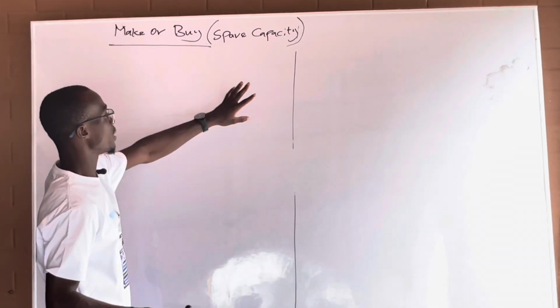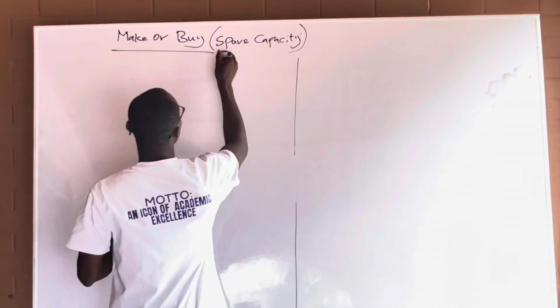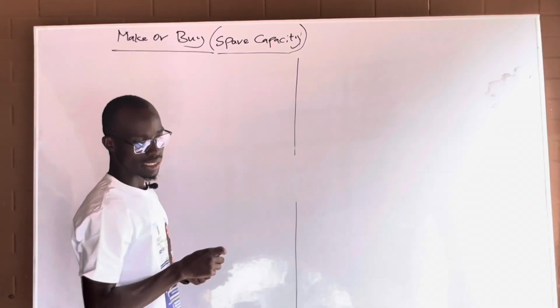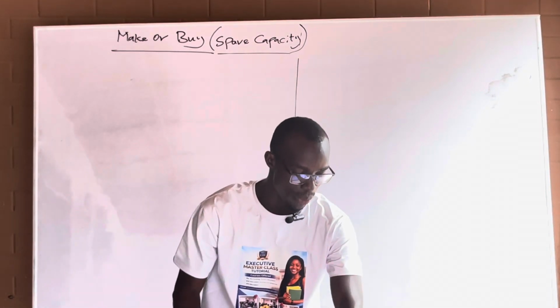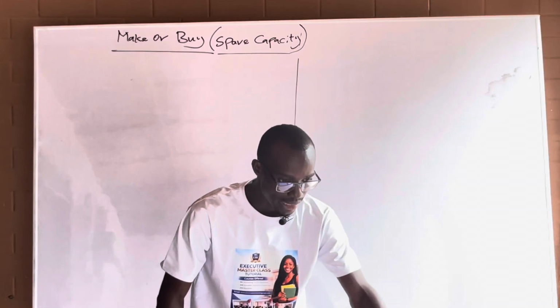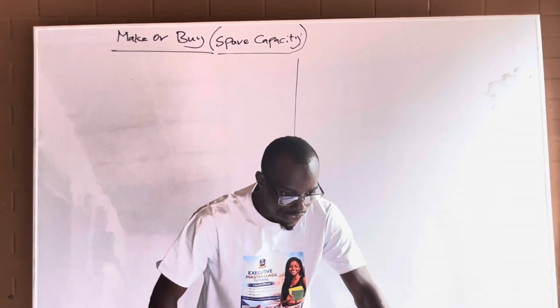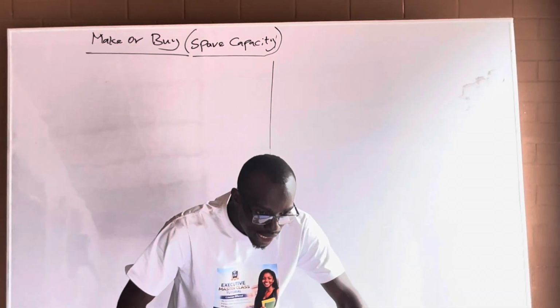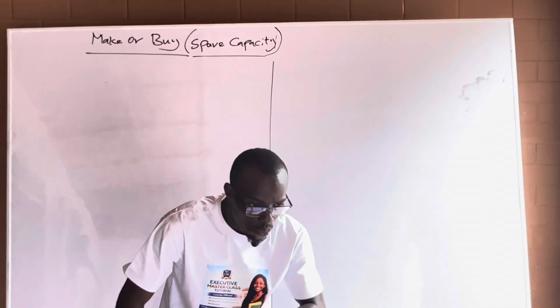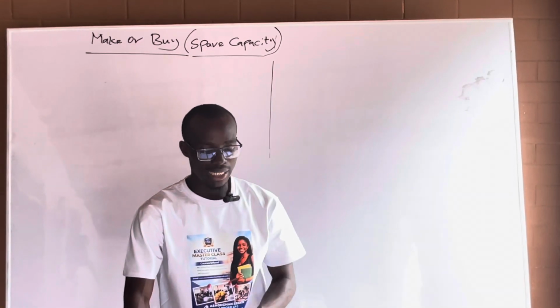So the make or buy question that comes today is based on spare capacity. So it means that the organization is having unlimited resources. So let's see how that one goes. Let me read the requirement. The requirement says: determine the cost effectiveness of outsourcing the accounting activities and identify the qualitative factors involved.